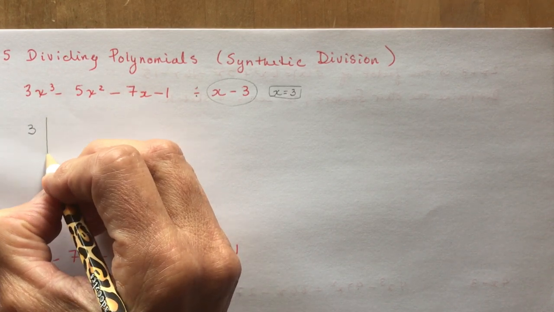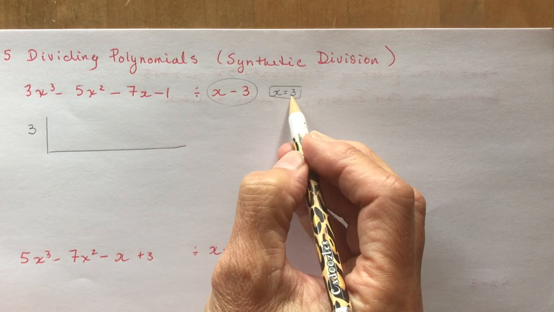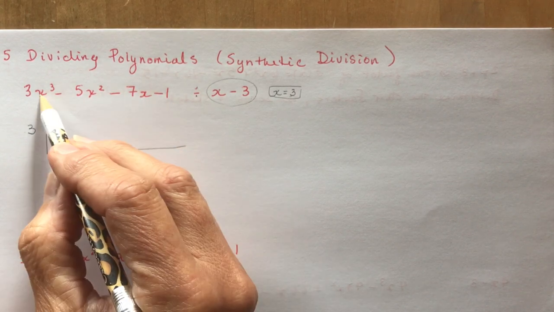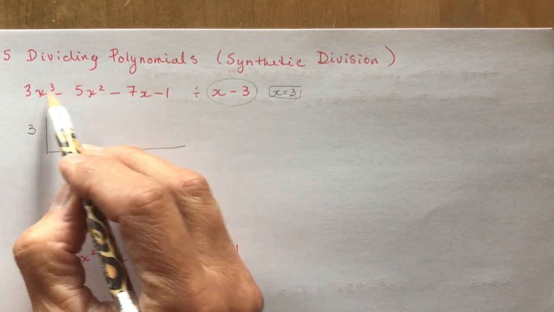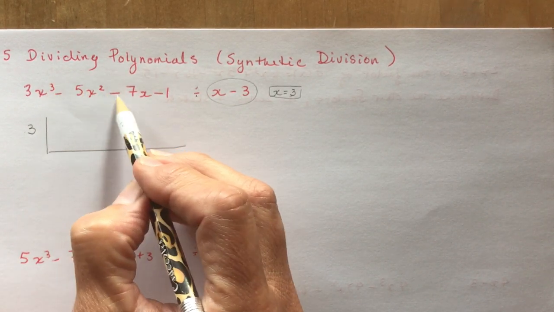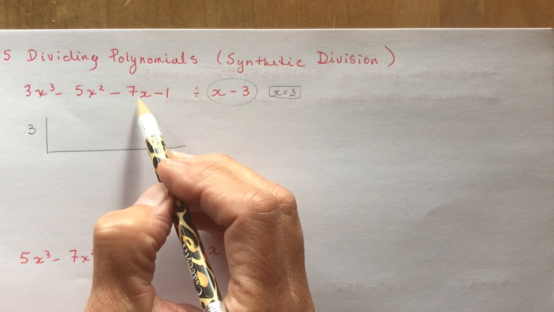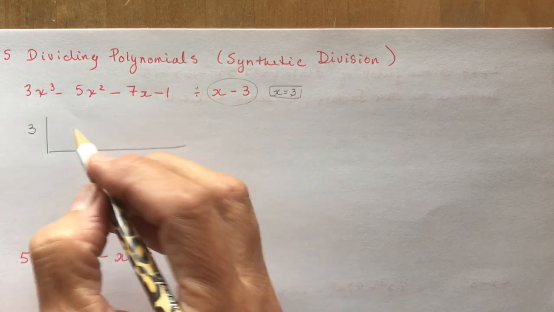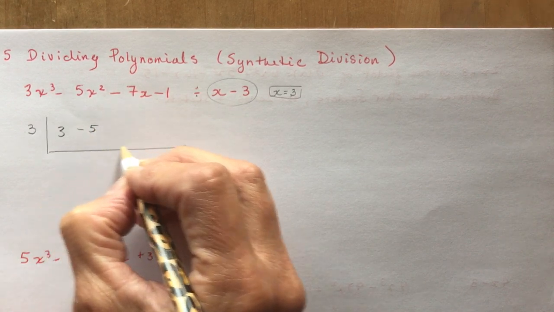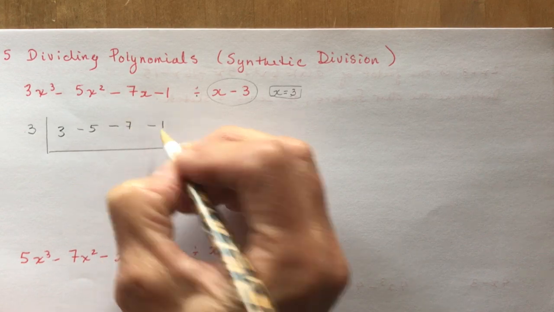We're going to make an upside down dividing sign. That implies synthetic division. I put the 3 from that one here, and then I write out the coefficients only of these. Now you have to make sure that it's in descending order, and you have to make sure that you have a place setting for each one like we did before. For instance, if there was no minus 7x here, I would have to put in 0x. Okay, so I'm going to write 3, minus 5, leave some space under here because you need a little row here as well, minus 7 and minus 1.